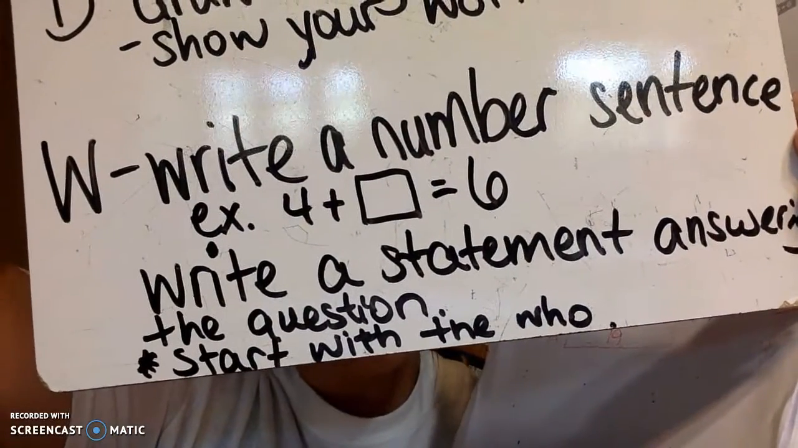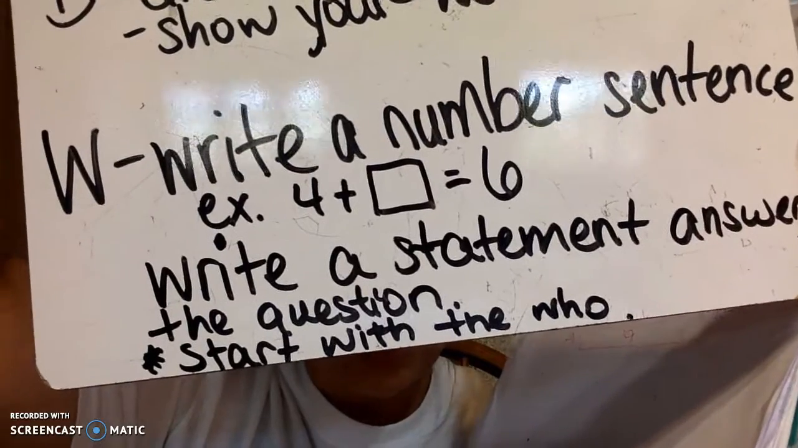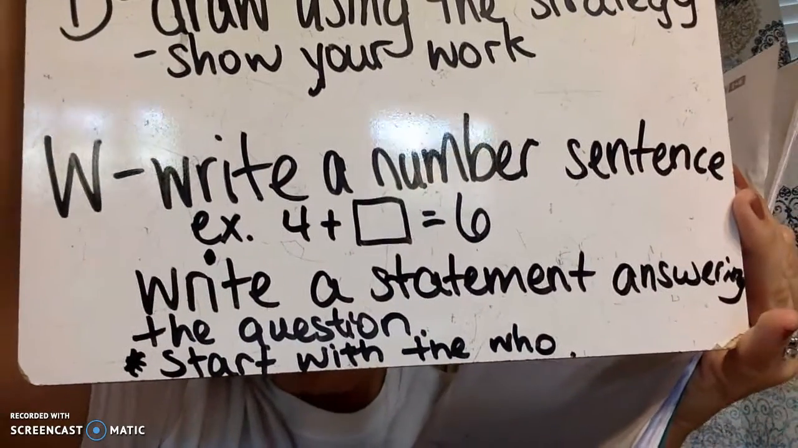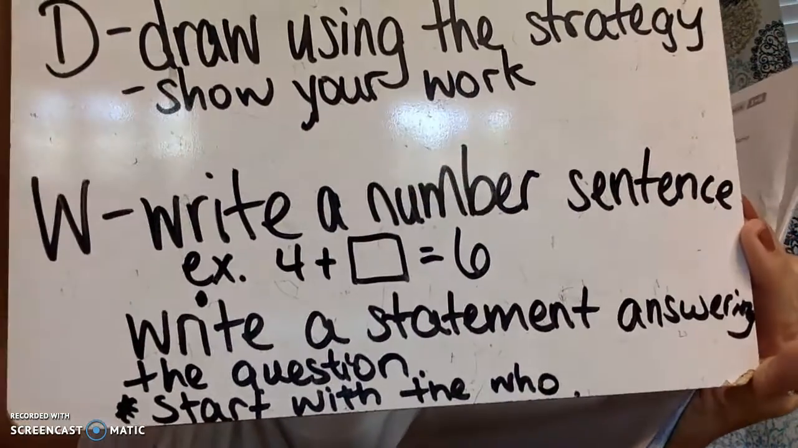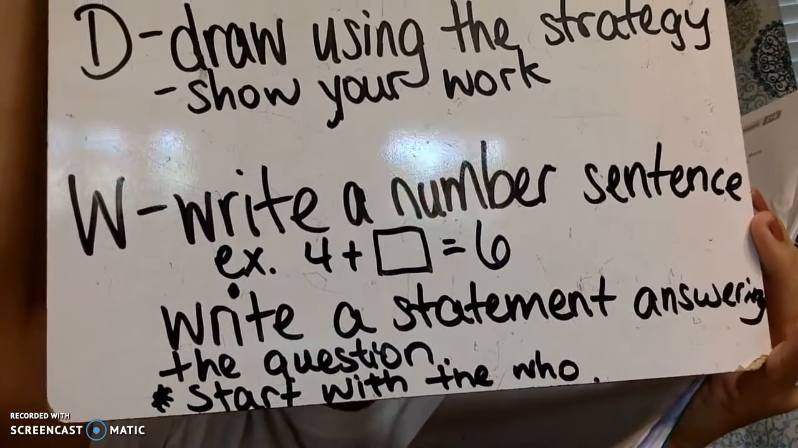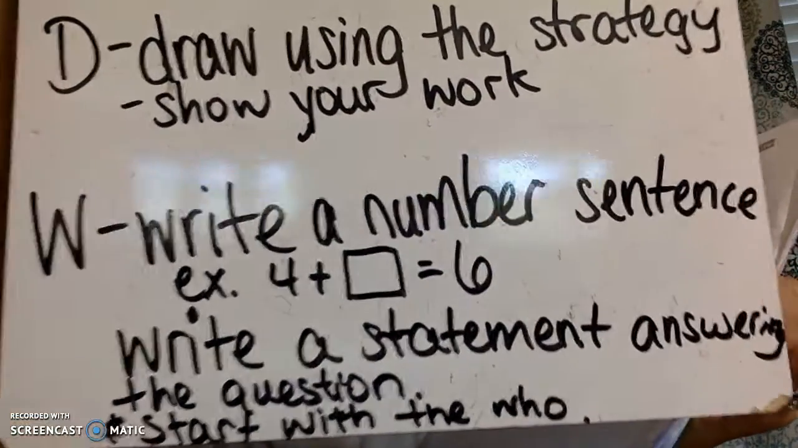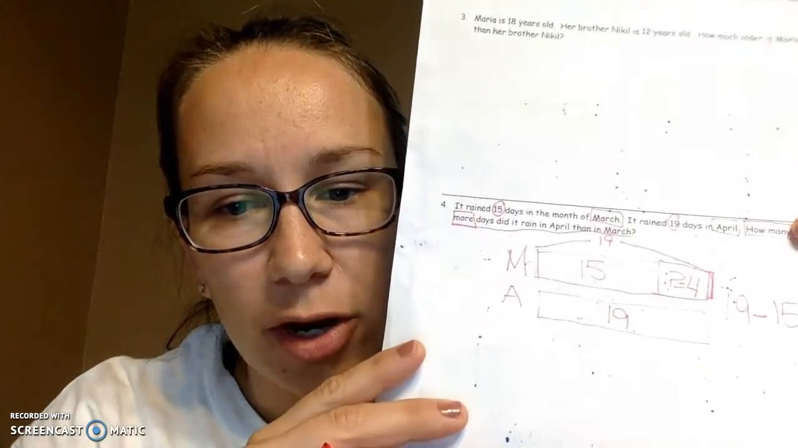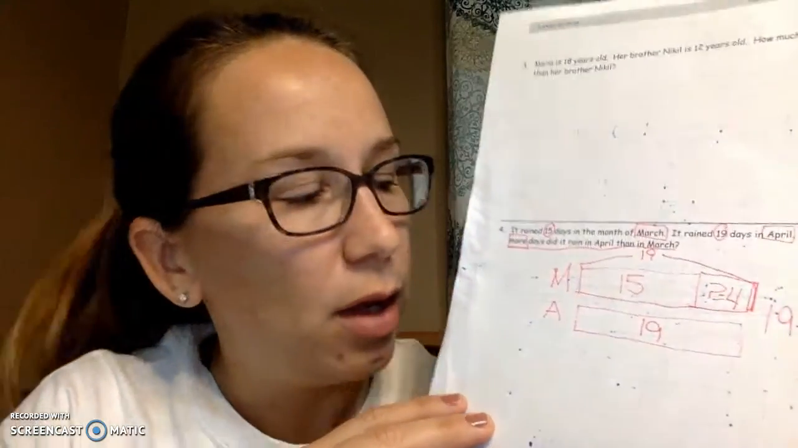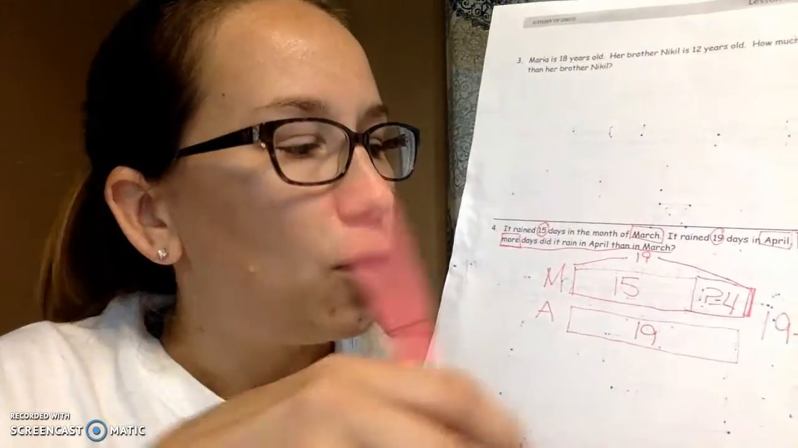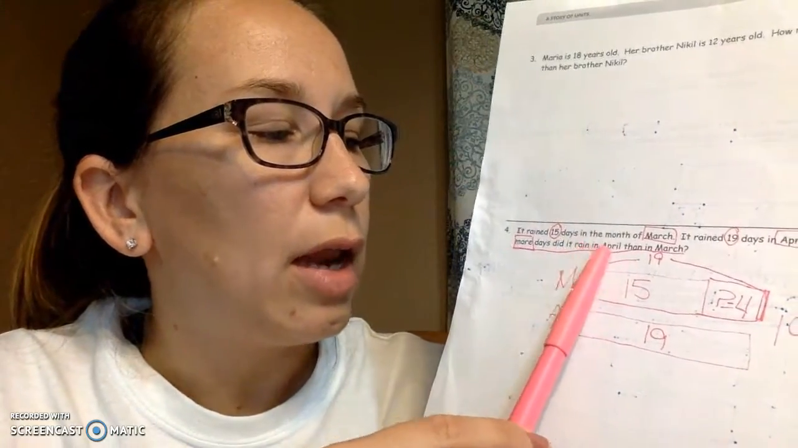So I did my sentence. Now there are 2 parts to the W: writing a number sentence, but there's also writing a statement to answer the question. And you should always start with the who. In this, there isn't necessarily a who, but there is a specific month. The question said, how many more days did it rain in April than in March? So we're figuring out in April, how many more days did it rain than in March?